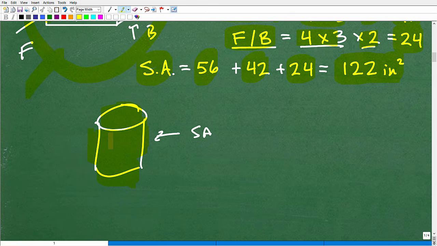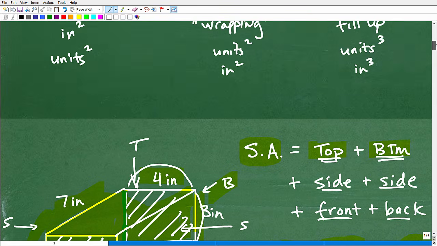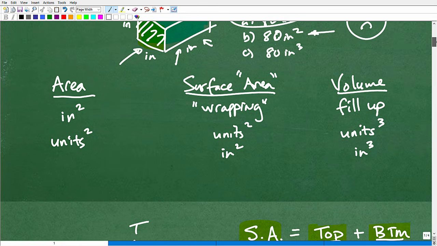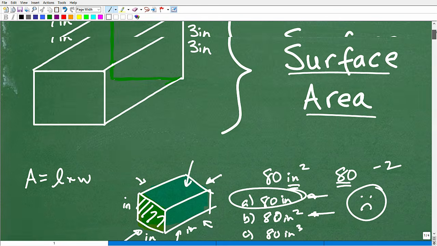So clearly, we're going to have to use some formulas about circles and circumference and areas of circles, etc. So finding the surface area can definitely involve formulas for other objects. But the concept itself is still going to be measured in units squared. That's why it's so important to not mix up these concepts between surface area and volume.